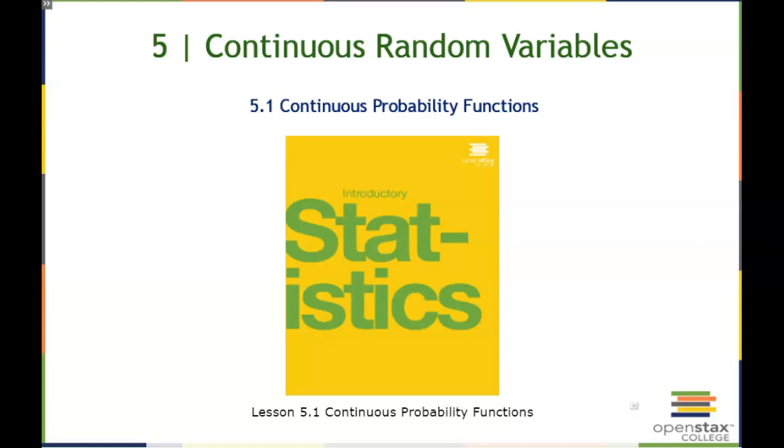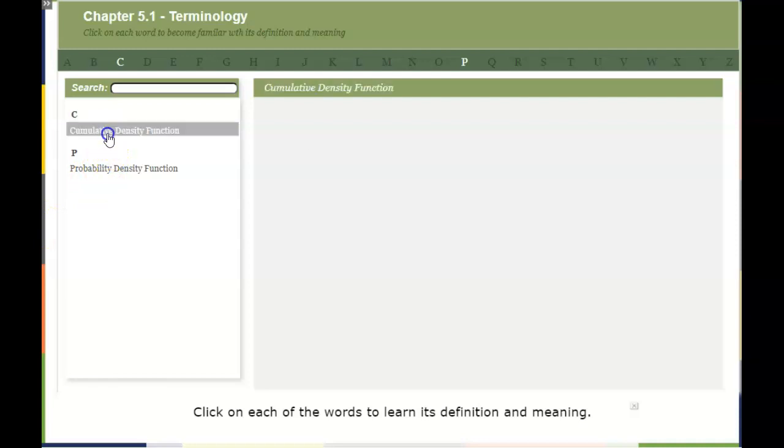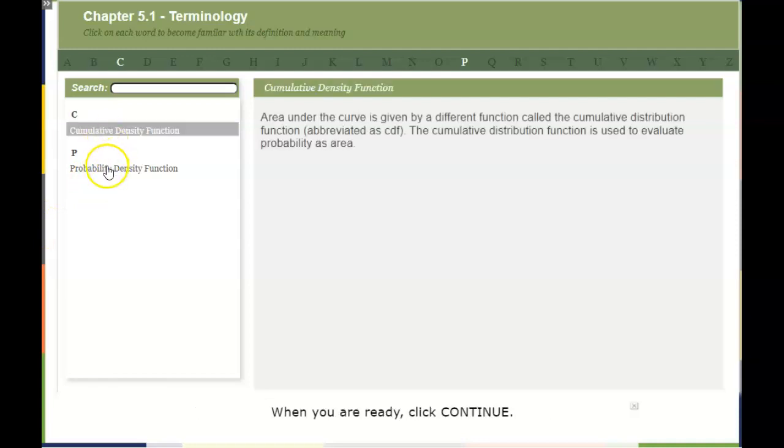We're going to go over Lesson 5.1, Continuous Probability Functions. Get to know the new terminology for this lesson. Click on each of the words, learn its definition and meaning. When you are ready, click Continue.